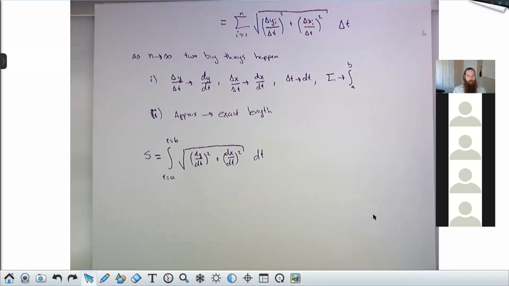So this Riemann sum turns into this integral, and the approximation becomes exact. You're using infinitely many, infinitely short little lines. So you get the exact arc length.